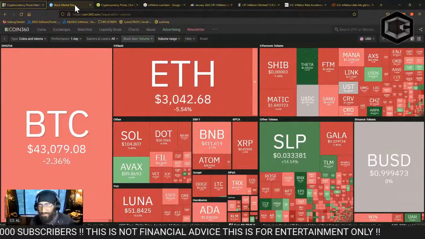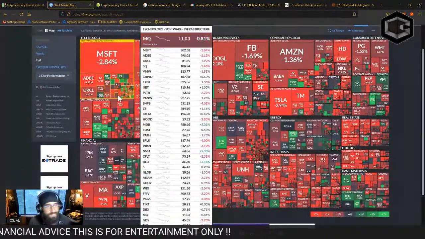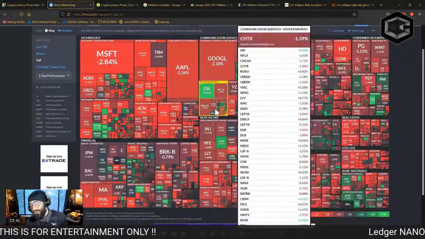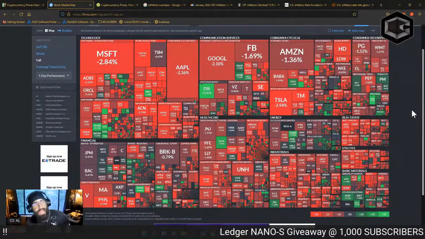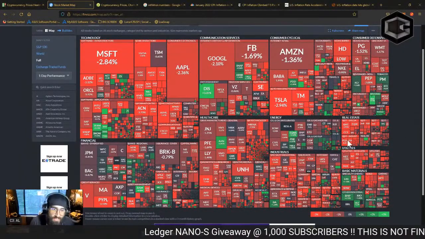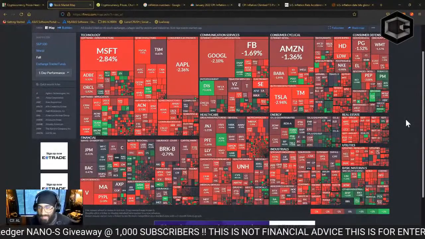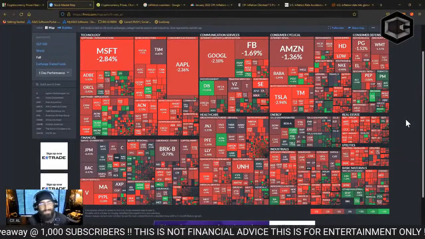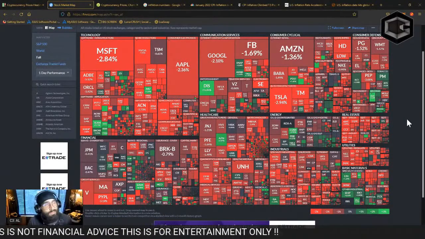Let's go ahead and see what the rest of the world looks like. Yeah, it's ugly everywhere. This is the stock market. This is pretty much a Coin 360 replica of the stock market. This is finviz.com. So this is kind of another quick representation of how bloody is it out there. And ladies and gentlemen, it is bloody. So why is it bloody? That's what we're going to get into in a minute.